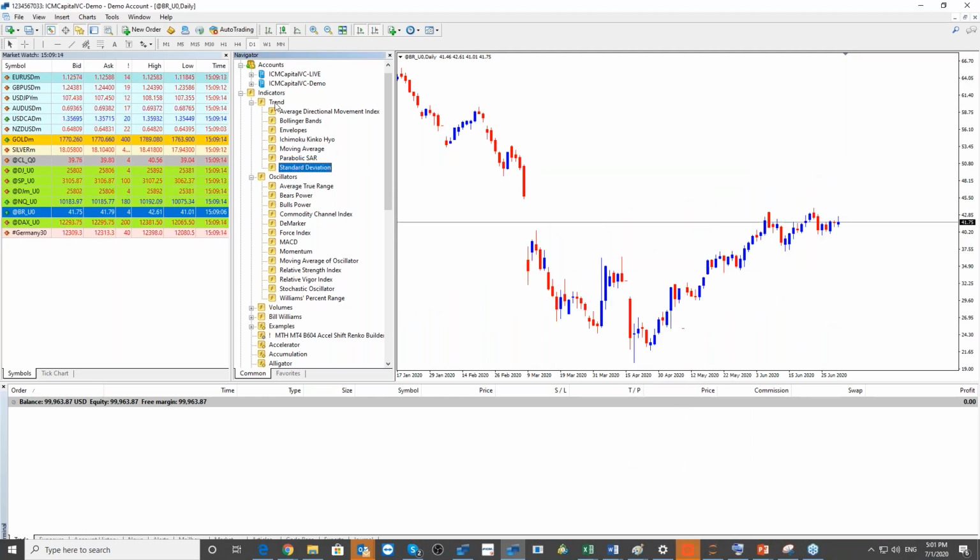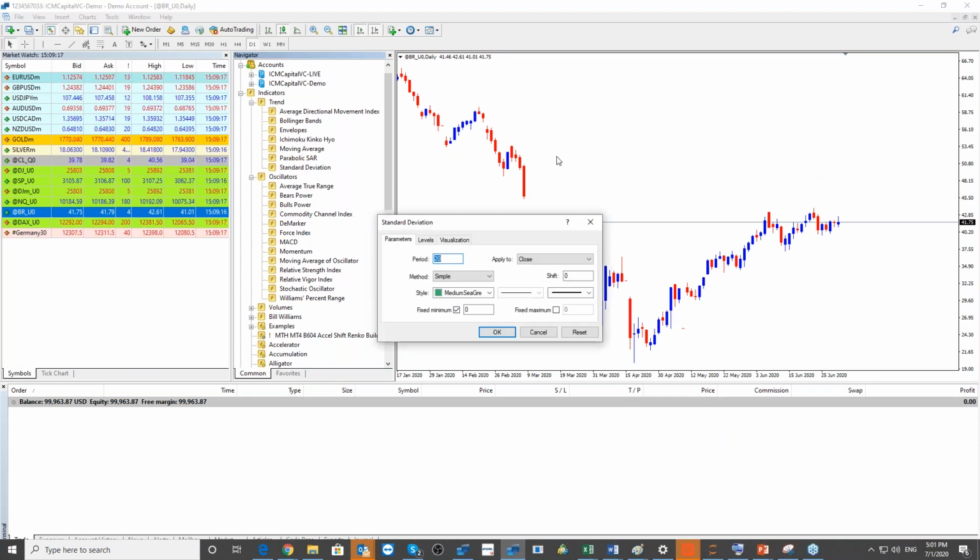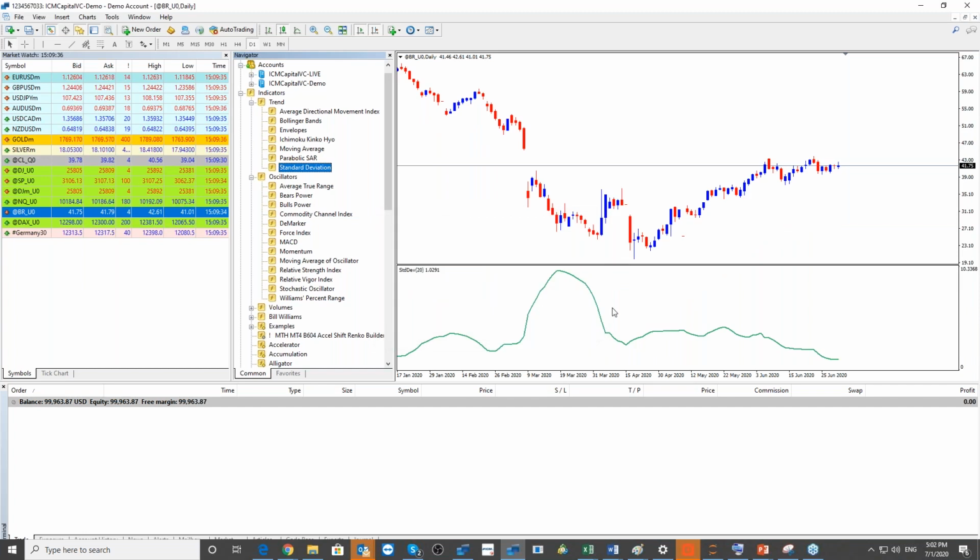Also, the standard deviation, you can find it under the trend section. You can go for standard deviation here. Also, you plot the period. Also here, you can apply it to which price, and also you choose the method. This is for the moving average. For example, this is the 20 period simple moving average, and we click OK here. So this is the deviation from the 20 simple moving average.